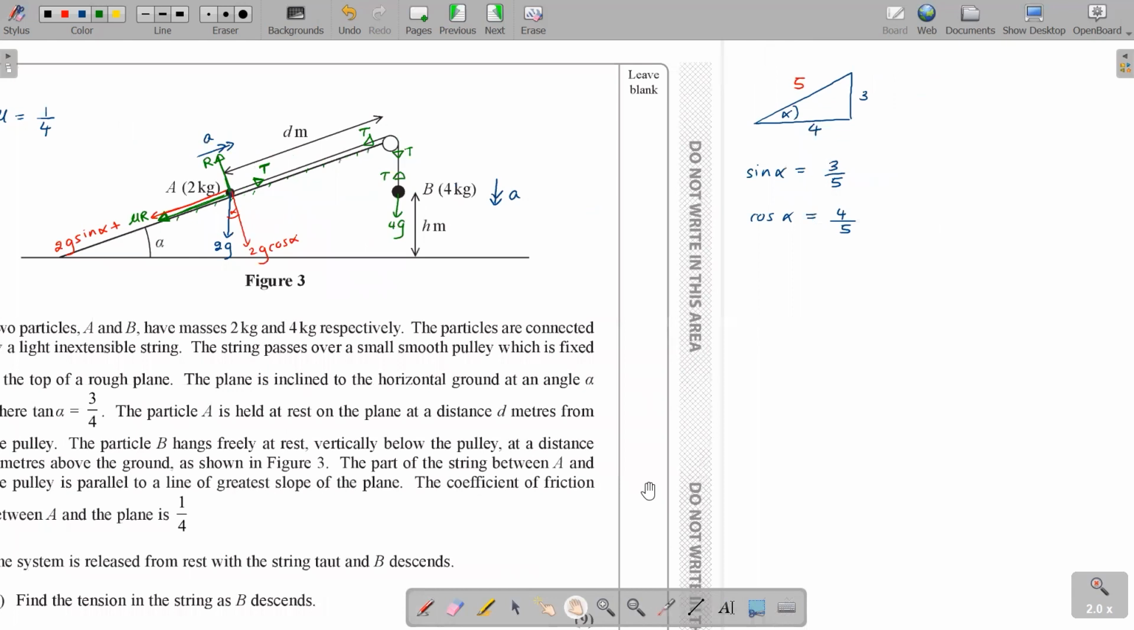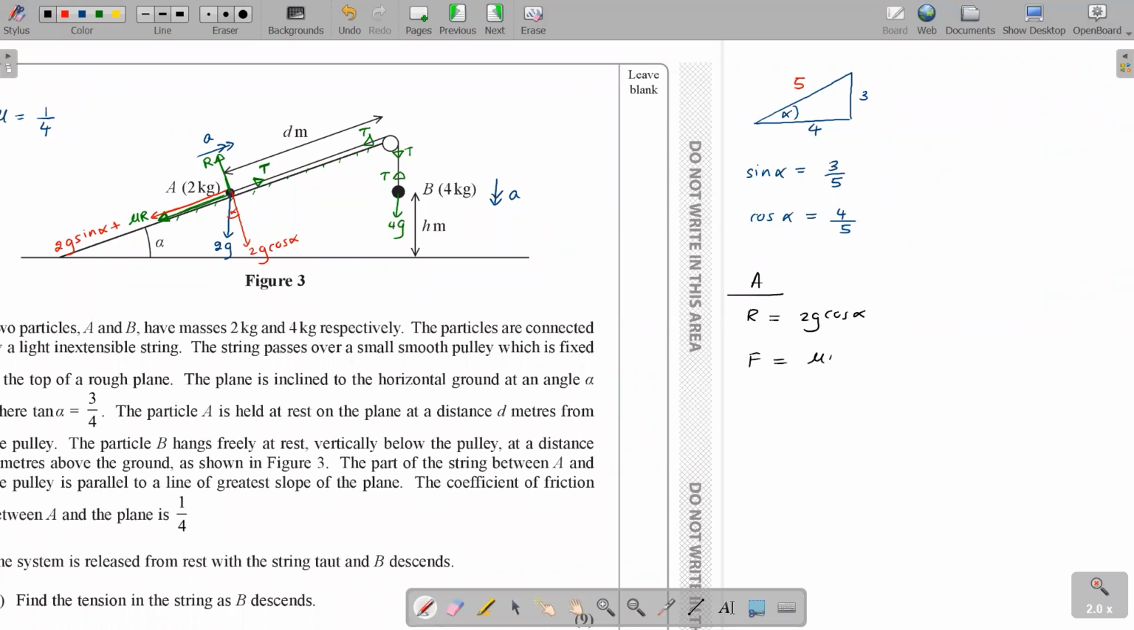Okay. So we'll apply the equation F equal ma. So first, I'll consider particle A. When you consider particle A, you can see perpendicular to the plane, it's in equilibrium. It's not trying to move up or down, right? So what happens? R is equal to 2g cos alpha. Do you agree? Then, because we need the normal reaction value to find the mu R, friction value also shall be fine.